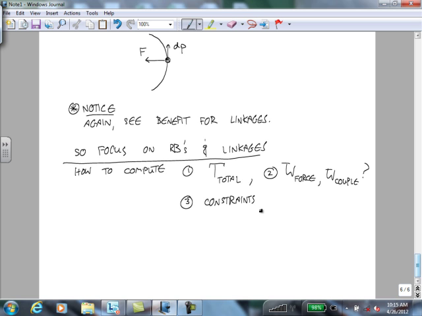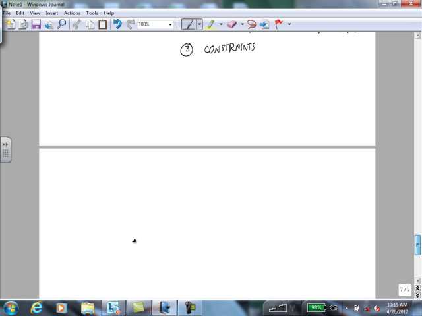Okay, so let's talk about how you calculate the kinetic energy of a rigid body. Anybody have any questions yet? Questions about the sort of motivation for this? Okay, so we have three kinds of calculations we're going to have to deal with: kinetic energy, work, and constraints.